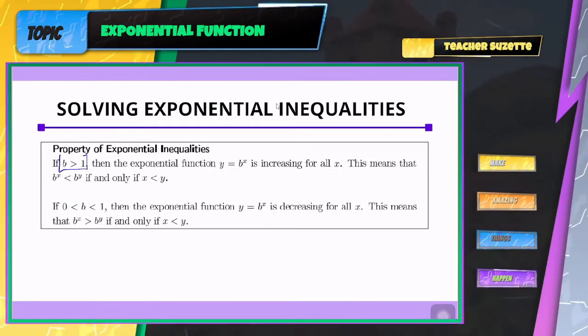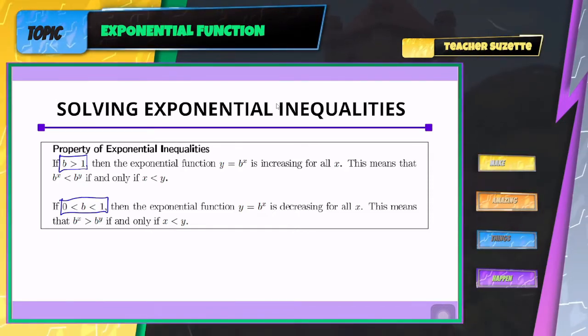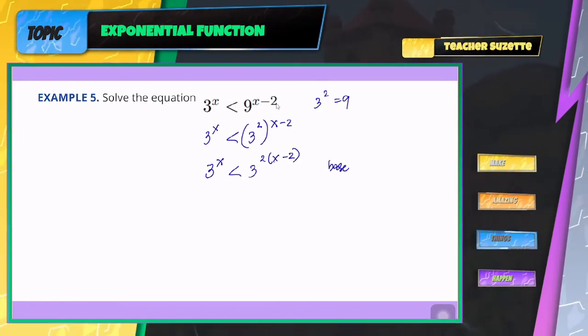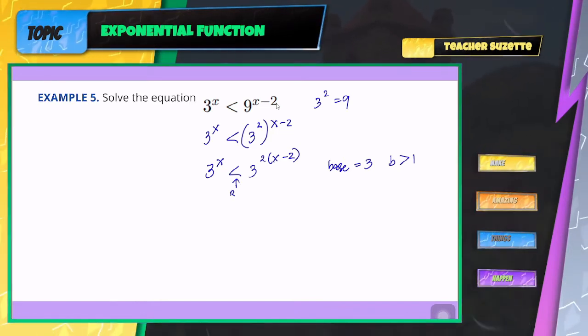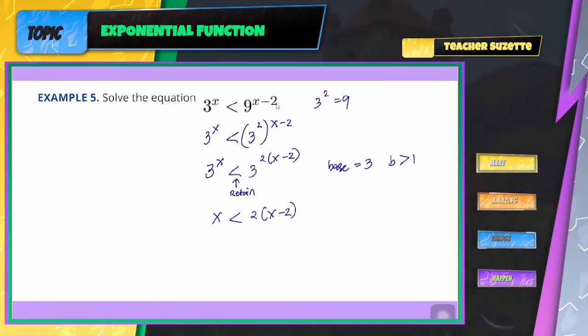Then, dito na po natin i-apply yung kaninang property of exponential inequality natin. Dalawa lang naman po yung criteria na dapat nating i-check: yung ating bases, kung ito po ay greater than 1 or between 0 and 1. And obviously, our base here is equal to 3, which is greater than 1. So, therefore, we are going to just retain yung sign, then get the exponents from both sides of our inequality. So, you will have x is less than 2 times x minus 2.